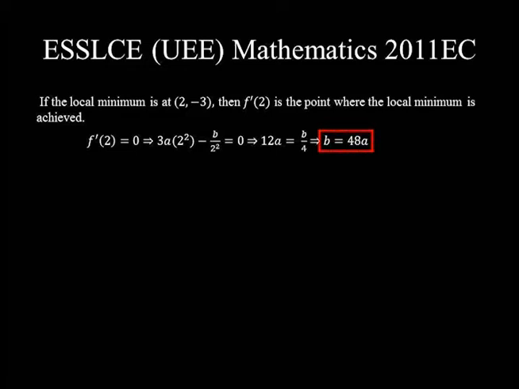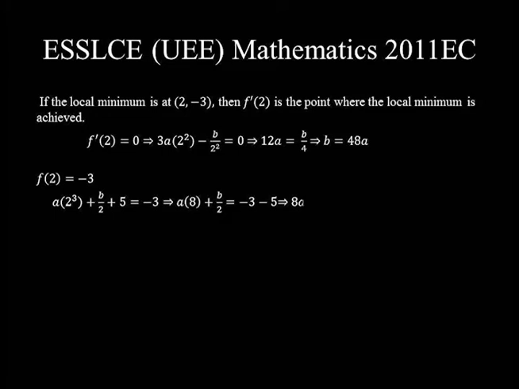From the ordered pair (2, -3), we can figure out that f of 2 is equal to -3. That is a times 2 cubed plus b over 2 plus 5 is equal to -3. This implies a times 2 cubed is 8, plus b over 2. Taking 5 to the other side of the equality, we will find -3 minus 5. This implies 8a plus b over 2 is equal to -3 minus 5, which is -8. Multiply both sides by 2. We will find 2 times 8a is 16a plus b over 2 times 2 is b, which is equal to -8 times 2, that's -16.